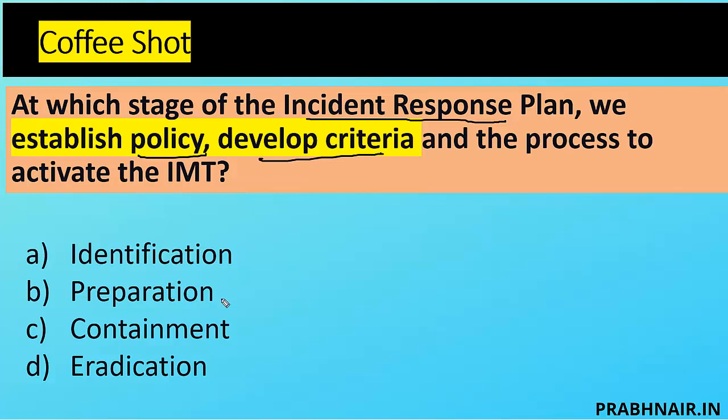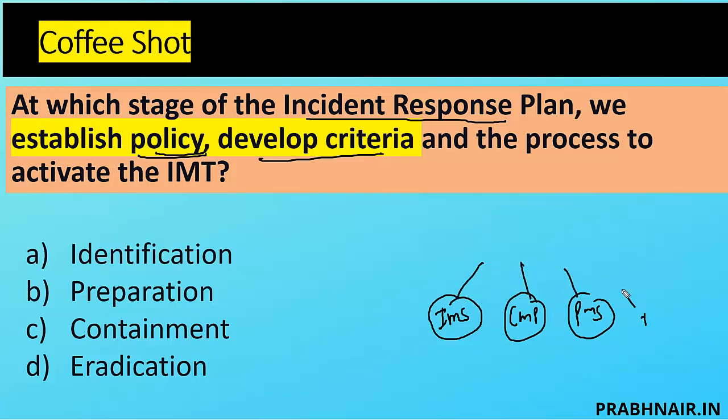Preparation is basically a stage where we build the governance. Containment is a stage where, once we receive a report about a virus and the like, we isolate a system. But the question is talking about establishing a policy. Whenever we try to build any system in the organization, whether it is an incident management system, a change management system, a patch management system, or any other system, before building the system we need to introduce the policy for that.